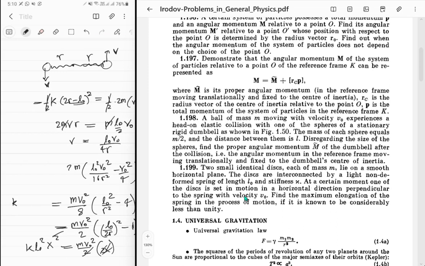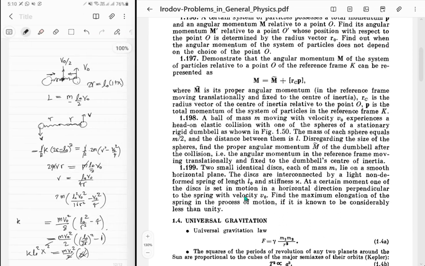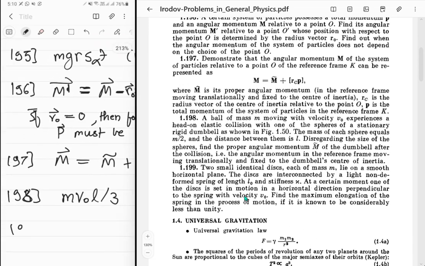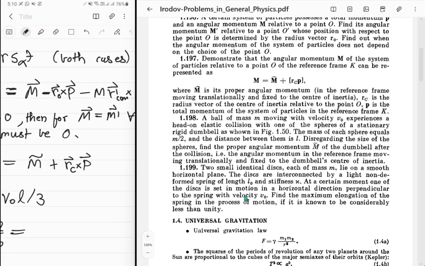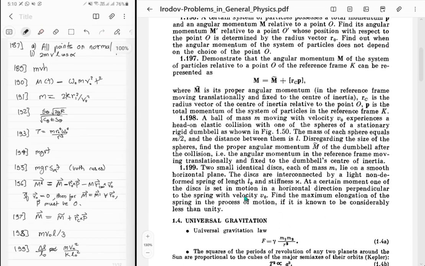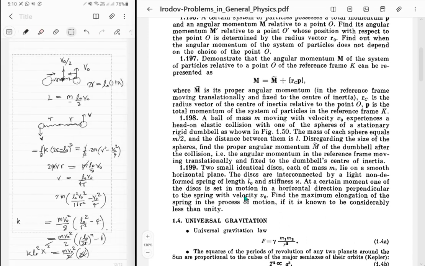Makes sense, of course, because both have units of energy, so it will work. Strain is mv naught squared upon k L naught squared, approximately. Yep, this is it.